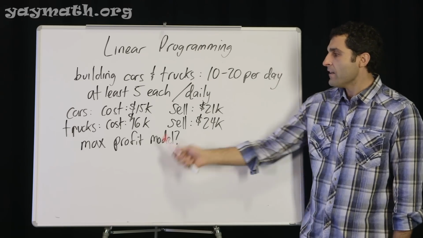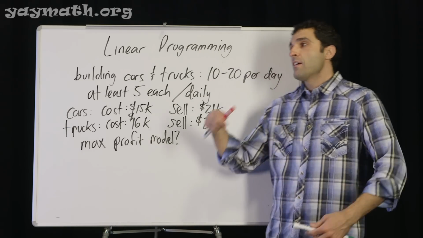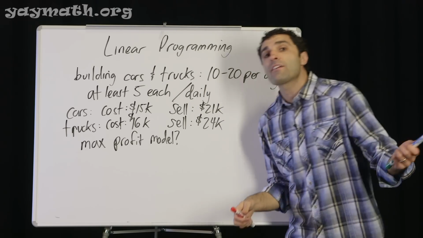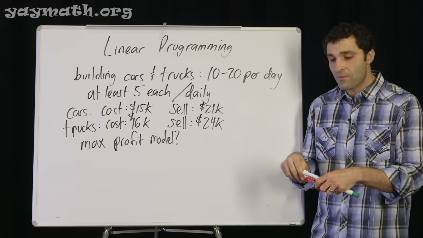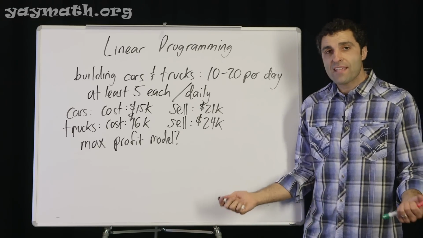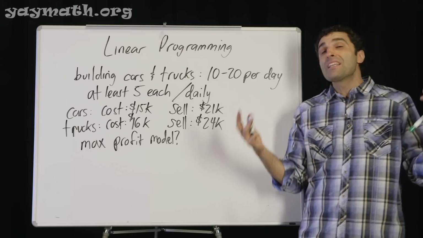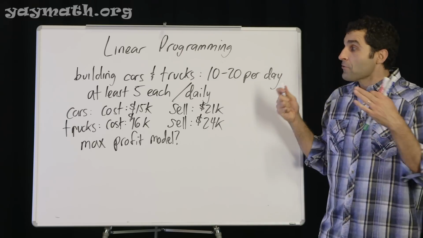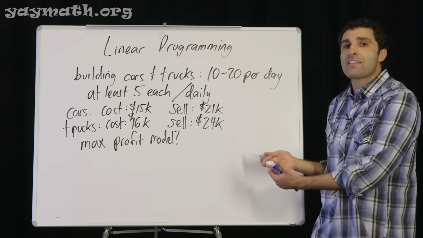So per day, what is the maximum profit that we can generate for building cars and trucks? Like how many cars and how many trucks? And so that's the approach to this problem. We have to define the variables. What should X represent, right? And the best way to think of it is, what do I really need to know in this problem? What I really need to know is how many of each are we selling? That's really what it's asking.